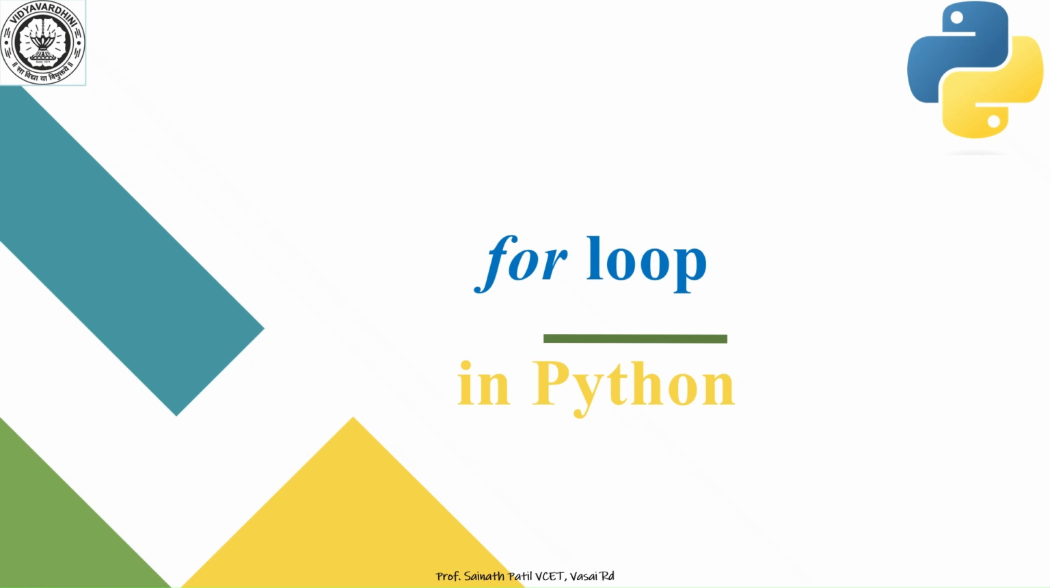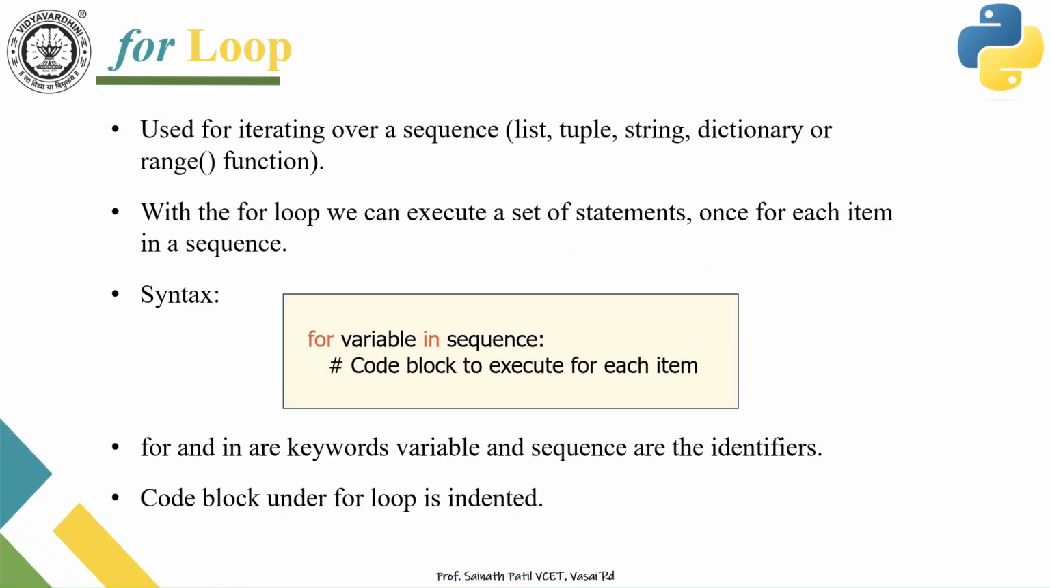Let's learn for loop in Python. For loop in Python is not the same as what we learn in C, C++ or Java. In Python, we use for loop for iterating over a sequence, that is list, tuple, string, dictionary, or using range functions. With the for loop, we can execute a set of statements under it once for each item in the sequence.